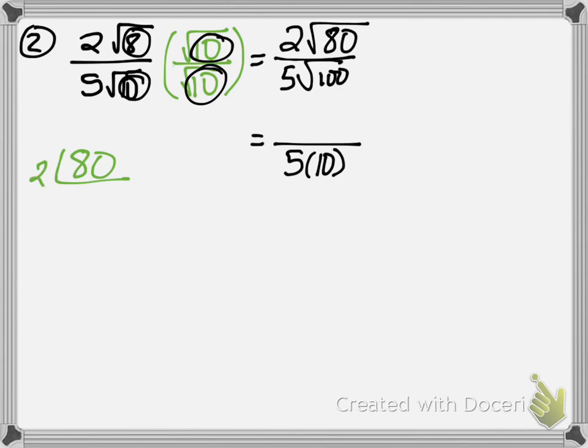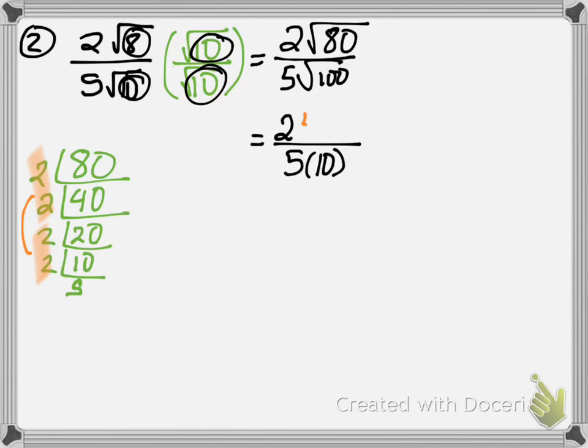So dividing it by 2 gives us 40. Divided by 2 gives us 20. Divided by 2 gives us 10. Divided by 2 gives us 5. So I have a set of 2's and another set of 2's. So I have, what is 2 times 2? 4. So I have that 2 that was originally there times the 4 I was able to bring out. And I'm leaving behind that square root of 5 that got left over.